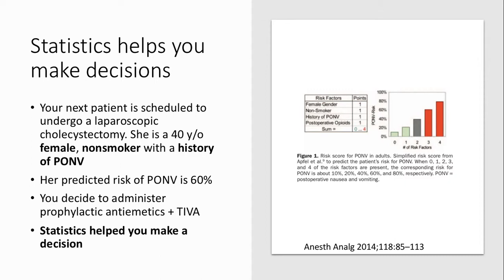So here's an example. Statistics can help you make a decision. We were just talking about PONV risk factors, and here's the PONV consensus guidelines from the Anesthesia Analgesia article in 2014. So, for example, you have a patient who's getting scheduled for a lap chole. She's 40 years old, and she's got 3 risk factors for PONV. So if you really understand how to apply statistics, you can go to this article and you'll be able to understand how they came up with those results, and you can take that and apply it to practice. And in fact, based on this and your understanding of the literature, you decide to administer prophylactic emetics and Ativan to this patient to reduce her risk of PONV.